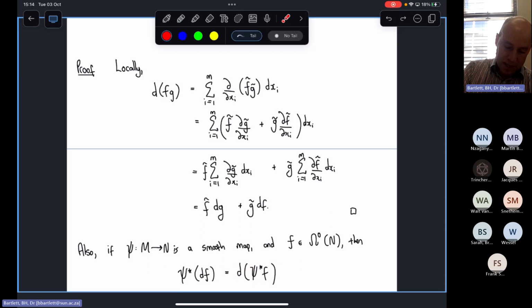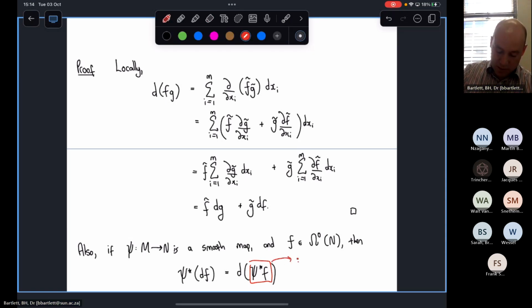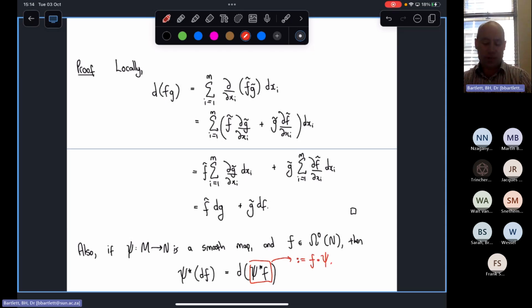The only thing you might object to is you might say, what does this thing here mean? All I mean by that is f after psi. That's what I mean there. Right? Because f is a function from N into R. So f after psi is going to be a function from M into R.